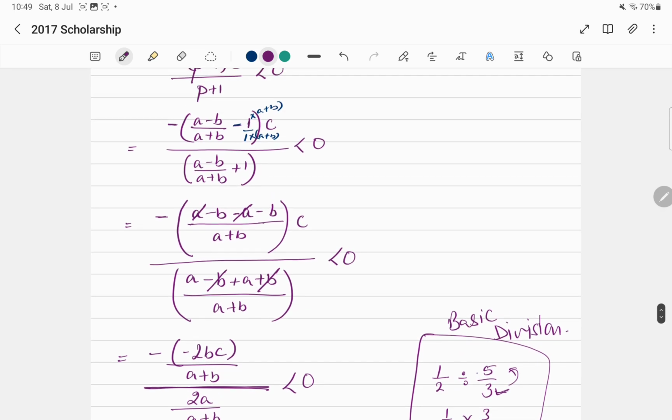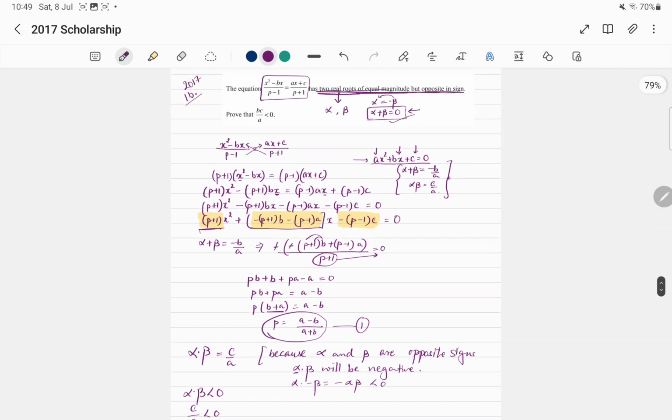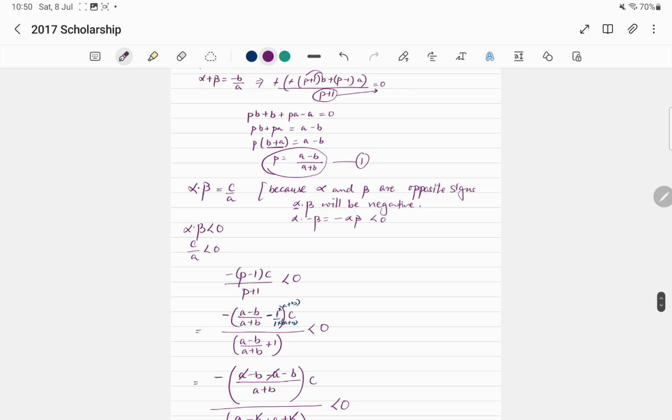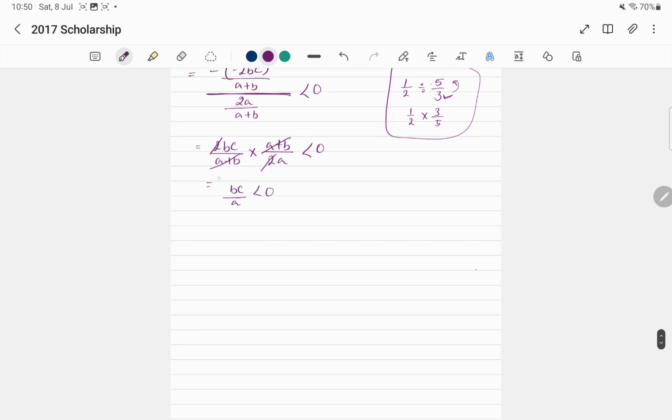And I think that is all that we had to prove. So let's go back to the question. Yes, we had to prove BC over A is less than 0. And we have proved BC over A is less than 0. Hence, proved. All right.